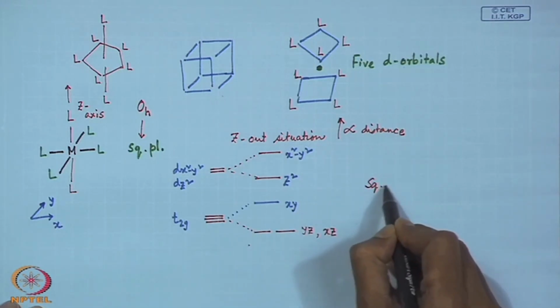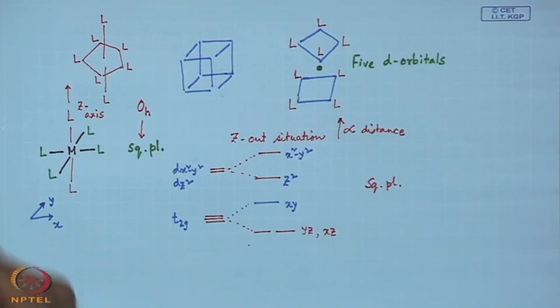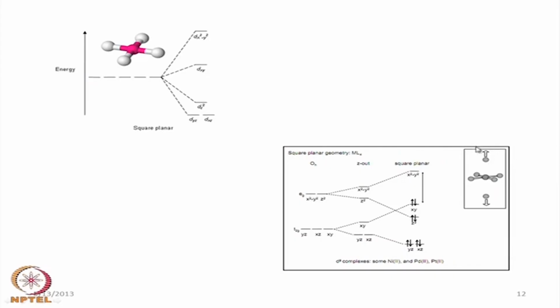we will end up with a square planar environment, and in that particular situation, this particular ligand has been removed, this particular ligand has been removed, and in that particular case the Z square is further stabilized and XY is further destabilized. Similarly, XY is further destabilized and these two are also further stabilized. So, our splitting is changing and we are ending with a corresponding compound for the square planar environment, and we are having basically the separation between this dx square minus y square and dxy as the most important crystal field splitting parameter for the square planar environment.